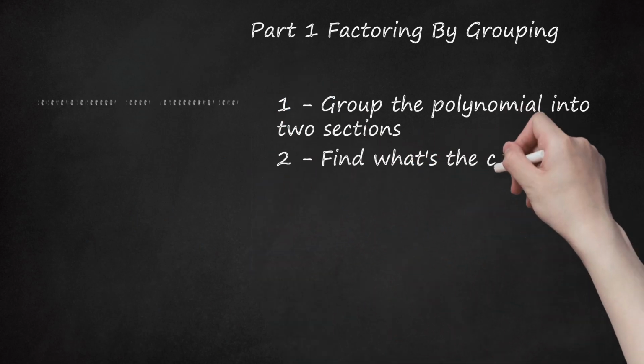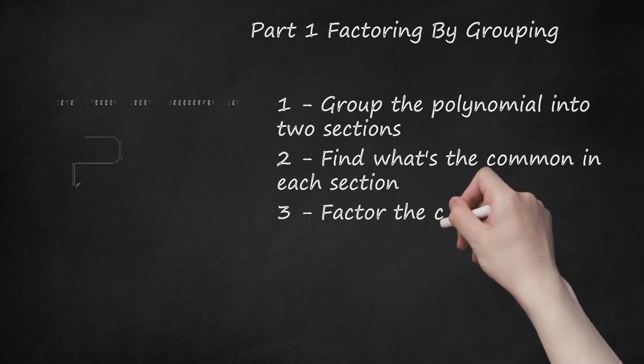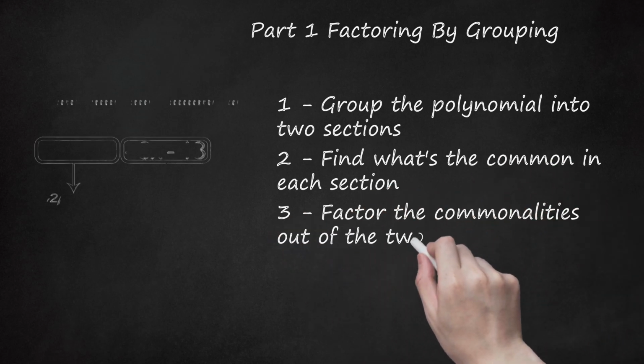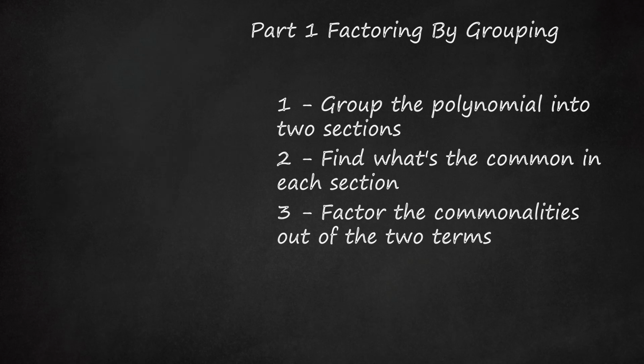2. Find what's common in each section. Looking at x³ + 3x², we can see that x² is common. Looking at 6x + 18, we can see that 6 is common. 3. Factor the commonalities out of the two terms. Factoring out x² from the first section, we get x²(x + 3). Factoring out 6 from the second section, you'll get 6(x + 3).